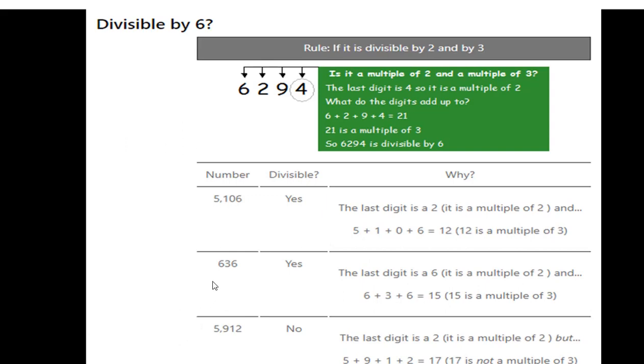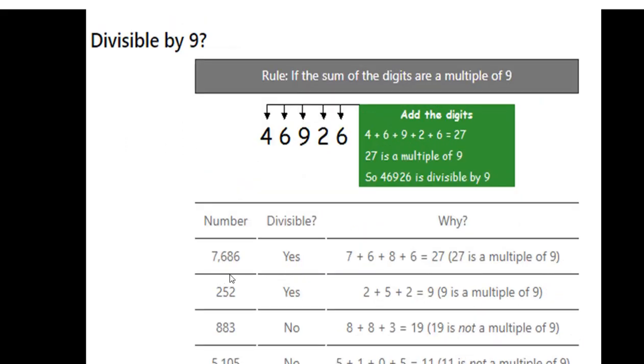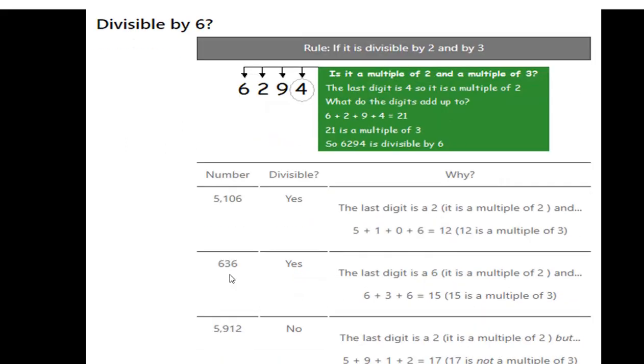Then the next example, 636. The last digit is 6, which is a multiple of 2, so the number is a multiple of 2.